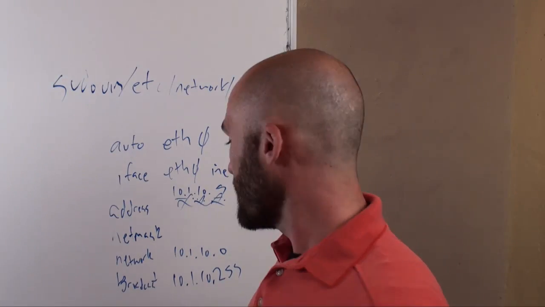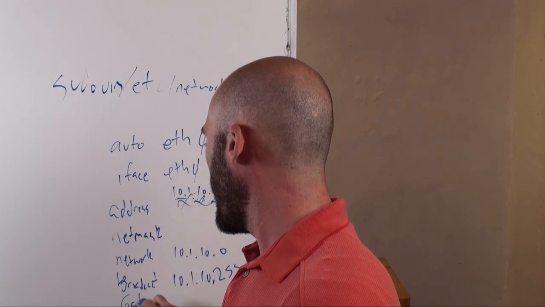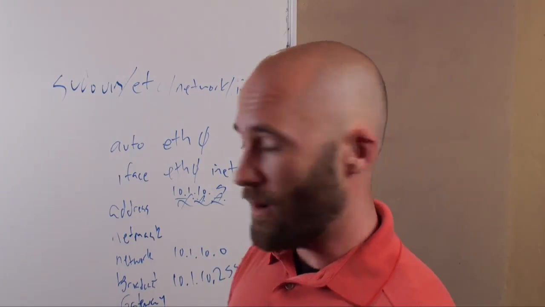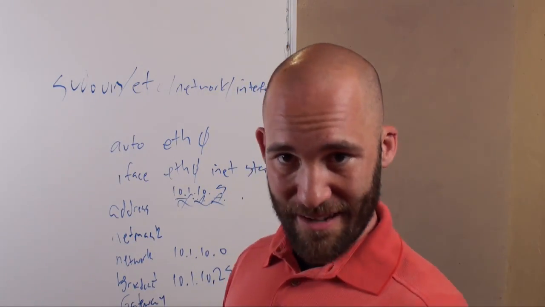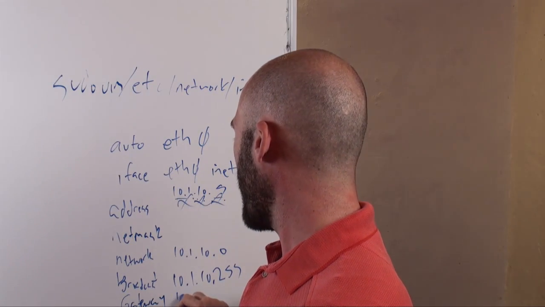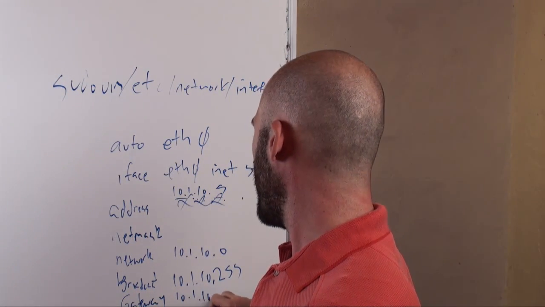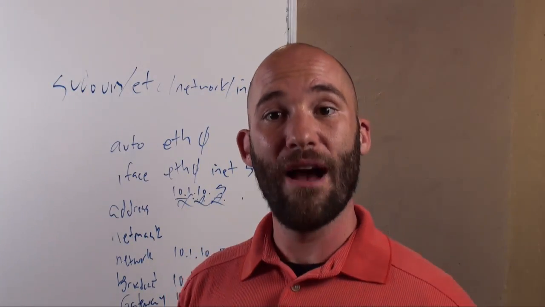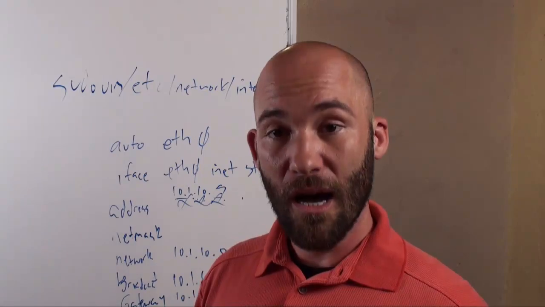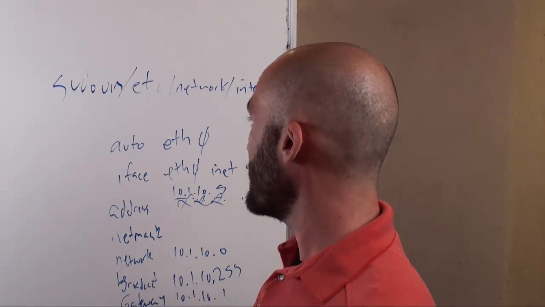And then finally, underneath this is the gateway. The gateway is, of course, the default gateway. So normally that's the .1 address. So if we have 10.1.10.5, the default gateway is 10.1.10.1. So that is your router, that is your modem. That's how you get to the outside world. Like I say, pretty simple.